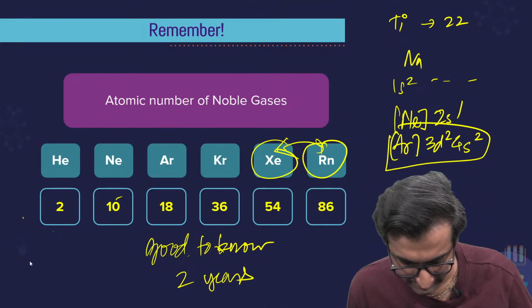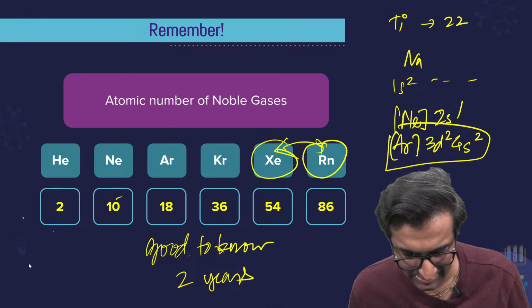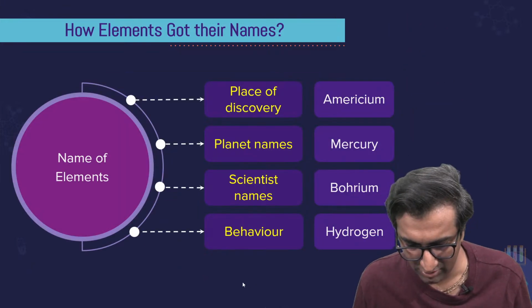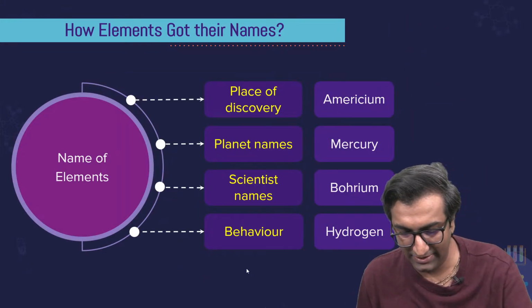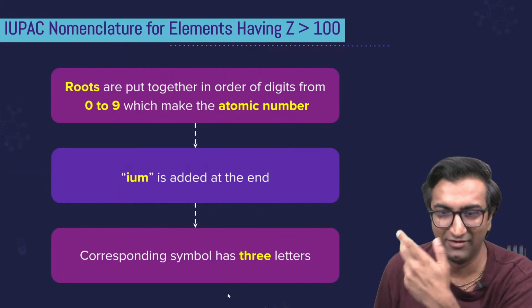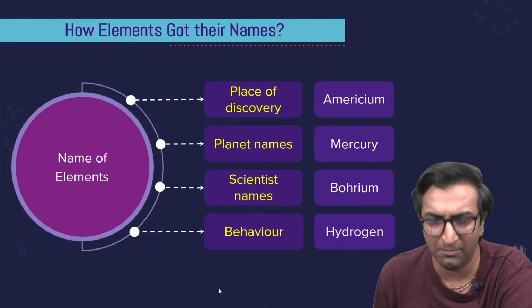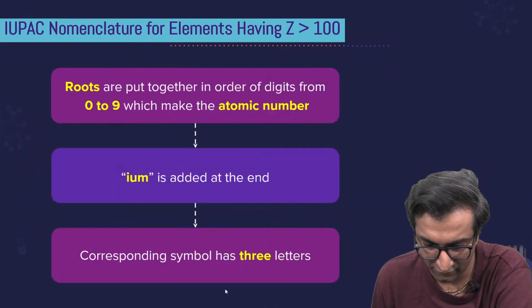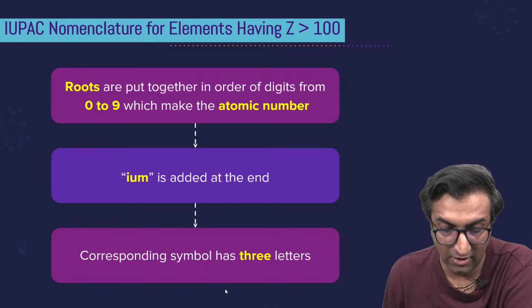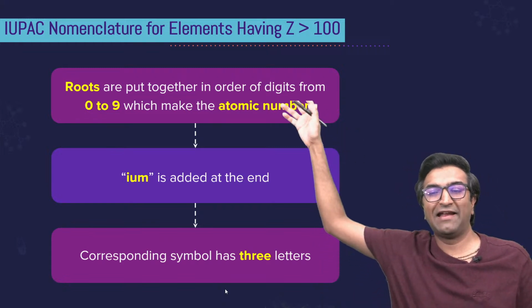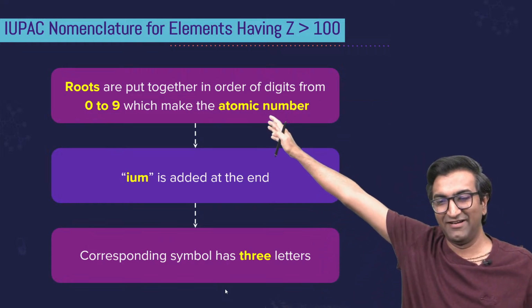All right. So how do you name all these elements? Well, after scientists, a lot of things: place of discovery, planet names, scientist names, behavior, etc. Hydrogen means water forming, right? Hydrogen, water forming, etc. Now let's go ahead and mug IUPAC nomenclature for Z greater than 100.